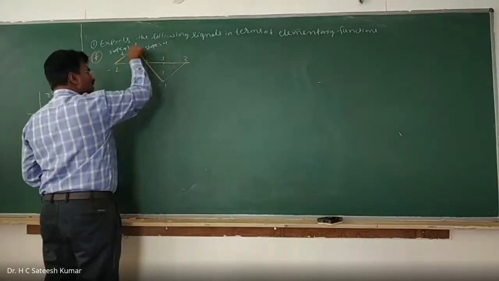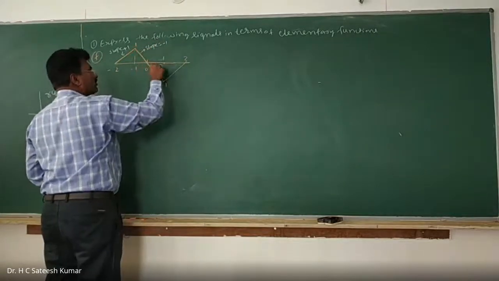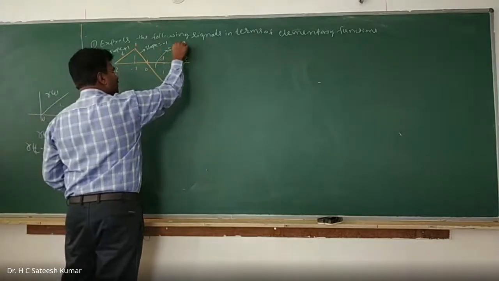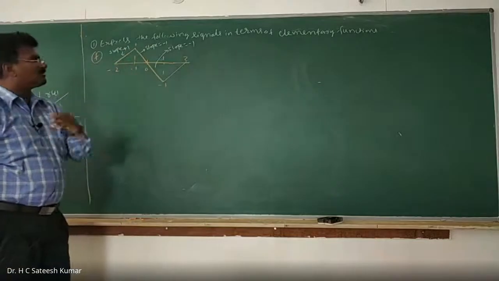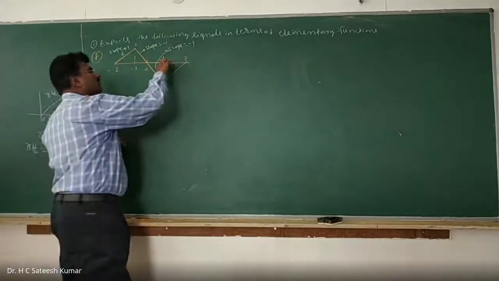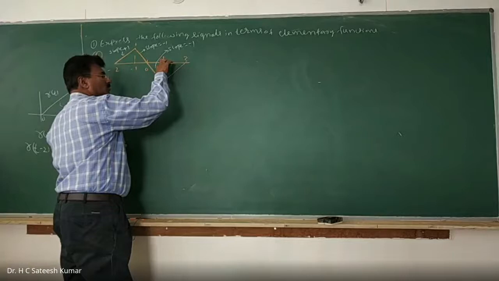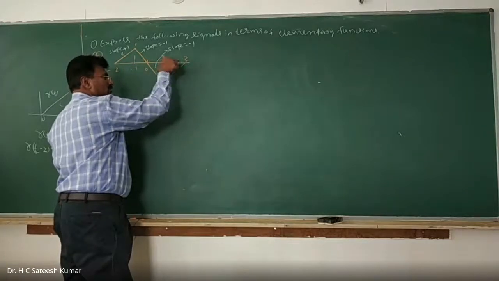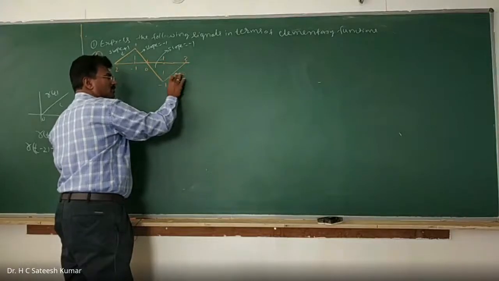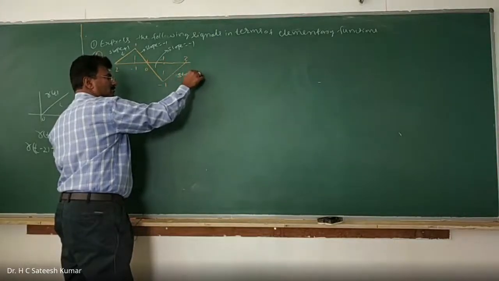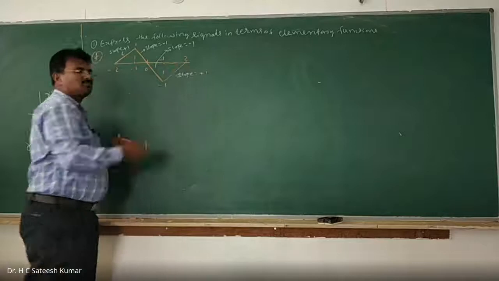Same line means whether it's on the positive side or negative side, same slope will be there. Slope will be minus 1 only. Decreasing means always minus 1, whether it's this side or this side. And here, y divided by x, so 1 divided by 1, 1. Increasing means plus. Even though it is on the negative side, slope is plus 1. For one line, one equation only you can write.